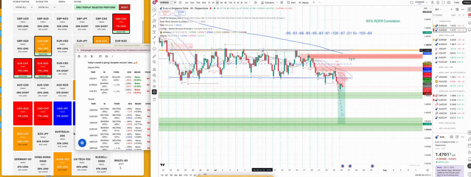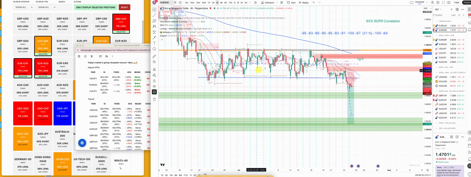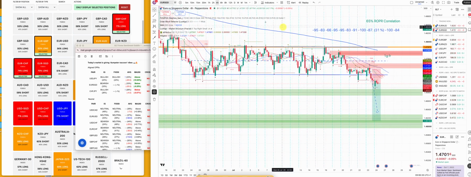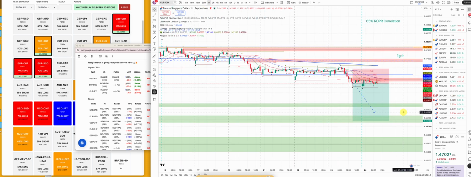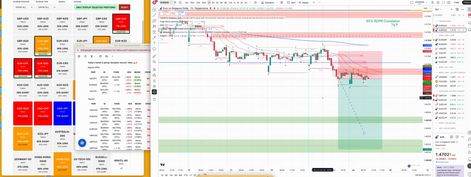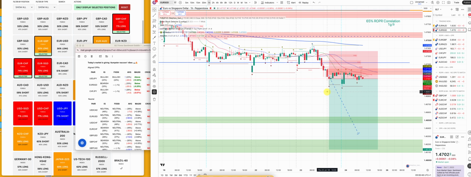Yeah, because it had been in a clear channel for all this time. It dropped out of the channel and it stayed out of the channel. I took it here. Let's take the 1 hour. I took it here. And this was a fully bearish candle at the time, but I dropped down to a lower time frame anyway.